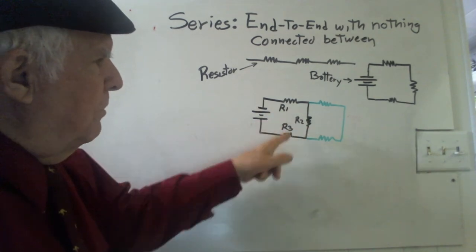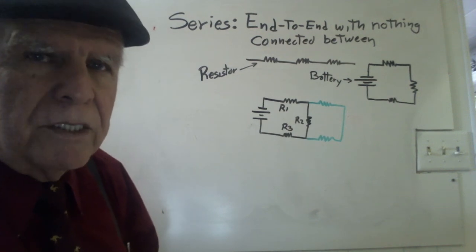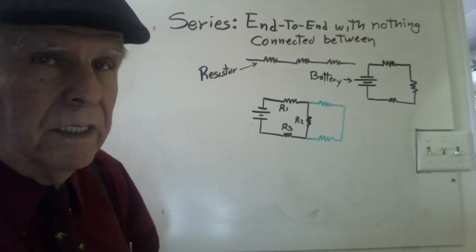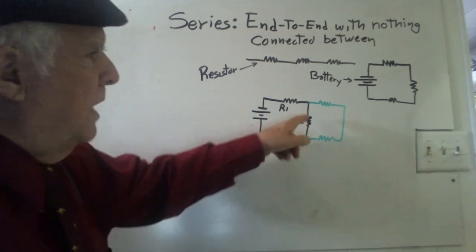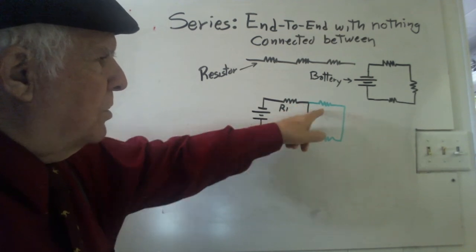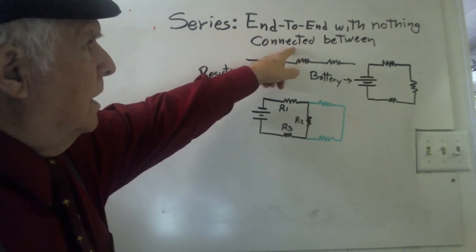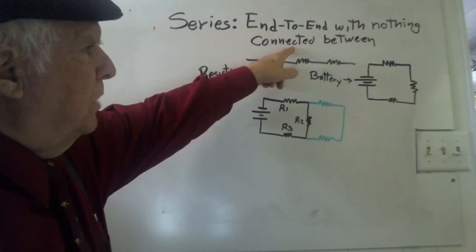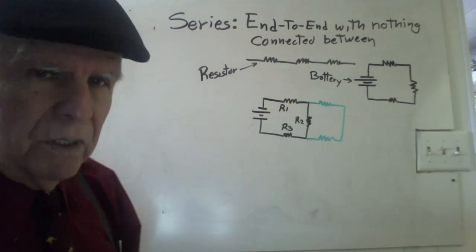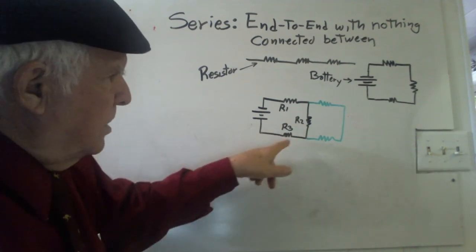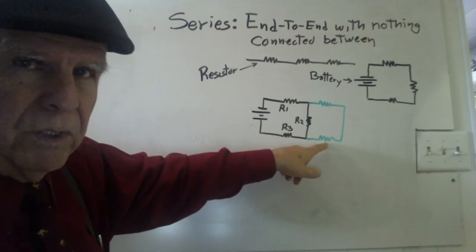Resistor 1, resistor 2, and resistor 3 in this circuit, are they connected in series? The answer is no, they're not. And why not? Because we have something connected between R1 and R2. This green resistor right here is connected between. So that disqualifies it, right? Series is end to end with nothing connected between. And here I have a green resistor connected between. How about R2 and R3? Are they in series? No, they're not, because there's this green resistor connected between.